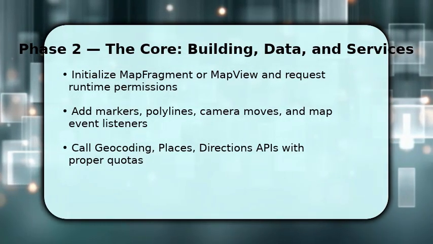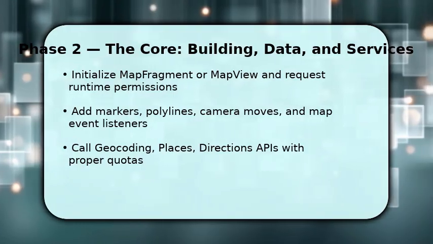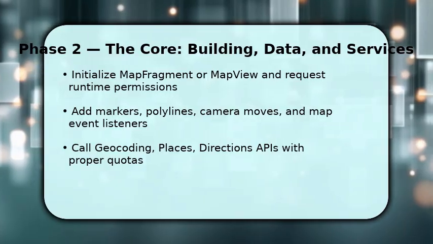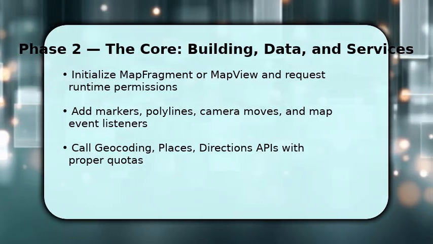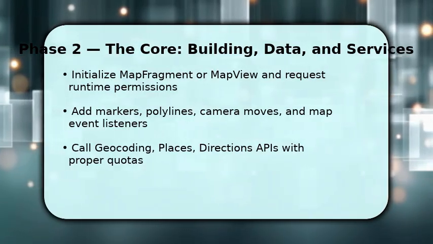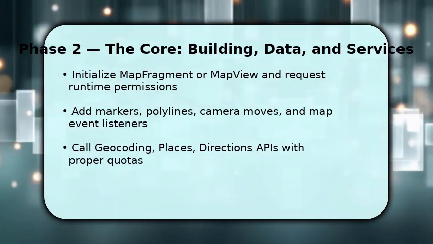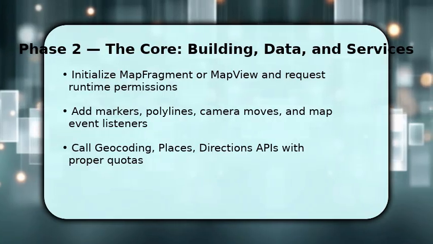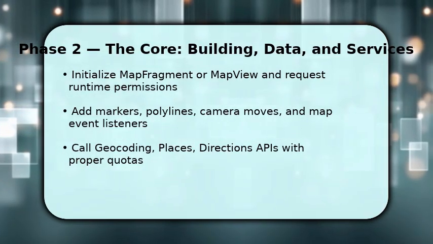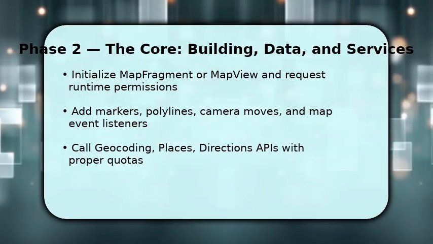Once the map loads, add markers and polylines for routes, adjust camera with animate camera for smooth movement, and wire event listeners for taps or drags. Use the geocoding, places, and directions APIs server-side or via SDK calls, respecting quotas and rate limits. Also implement map lifecycle methods so the view survives rotation and backgrounding.